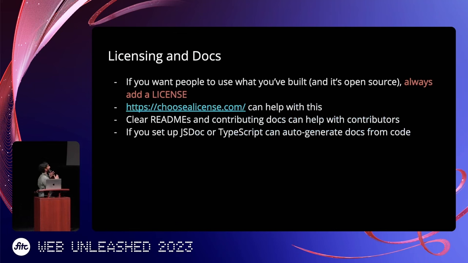The last big thing, because it's really important whether you're distributing a software library of any kind, not just a JavaScript package, is make sure you have docs and make sure you have licensing. If you're open sourcing something, always add a license. Something like Choose a License can help a lot with this. And just pick whichever one feels best to you. You're writing the library, you're maintaining it, so you can call the shots.